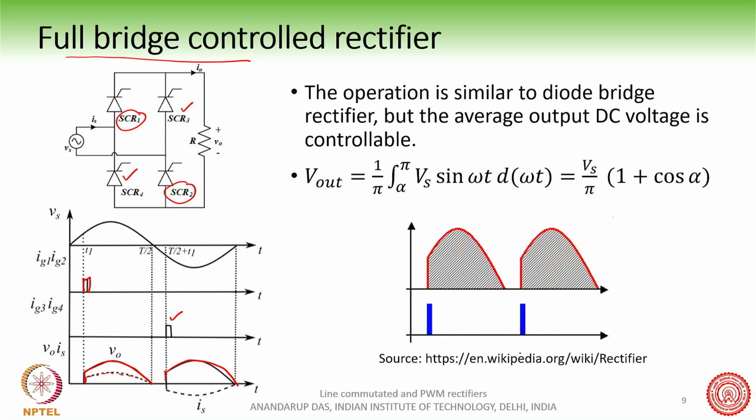And you can see here, we have taken this animation from Wikipedia, and you can see how the output voltage is varying as you shift the value of alpha.